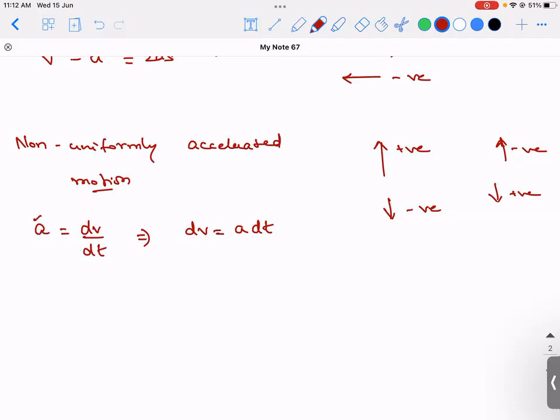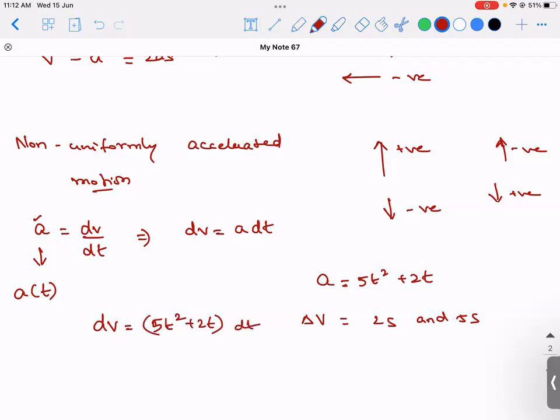So when I say non-uniformly accelerated motion, generally acceleration will be a function of time. Okay. So for example, they gave a is equal to 5t square plus 2t. Then they ask you to calculate the change in velocity between 2 seconds and 5 seconds. So what is the change in velocity taking place? Okay. So then what you will do is you will write dv is equal to (5t square plus 2t) times dt. Integrate on both the sides. t is equal to 2 seconds to 5 seconds, v1 to v2.